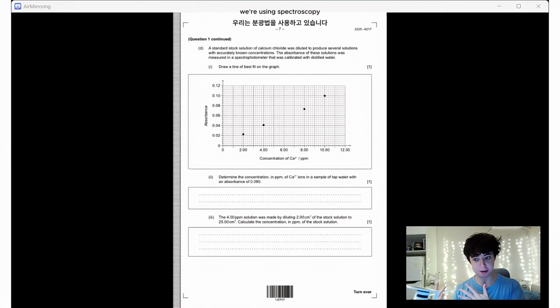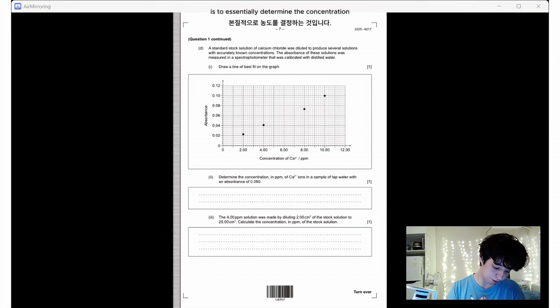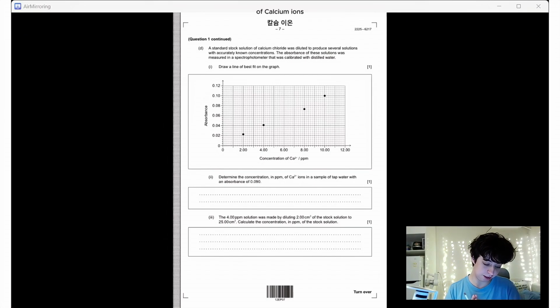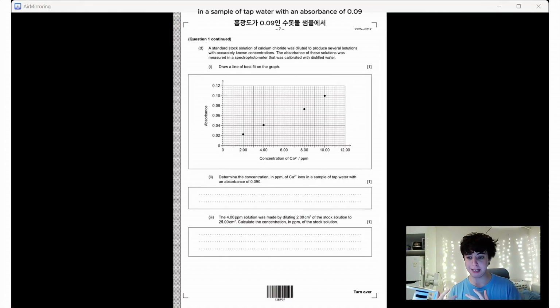We're using spectroscopy. No, spectrophotometry. God, those two are two different things. Spectrophotometry to then essentially get the absorbance of these solutions and therefore their concentration. And so the first bit is to essentially determine the concentration of calcium ions in a sample of tap water with an absorbance of 0.09.